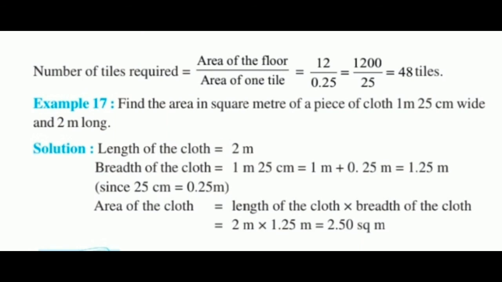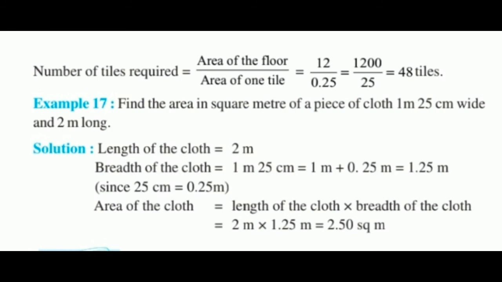Number of tiles required, area of the floor by area of one tile. So 12 by 0.25. 12 can be written as 1200 and by 25, which is 48 tiles. So the required number of tiles are 48 tiles.